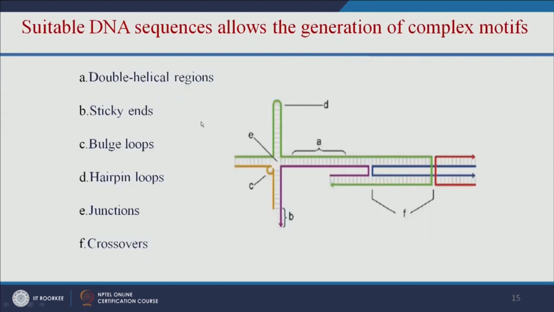Before we see how to make nanomachines, let us get an idea about some of the terminologies. Here you can see this A is a double helical region, and B is the sticky ends, that means overhangs, and C is the bulge loop, and D is the hairpin loop. If we have this kind of DNA sequence, that is called a hairpin loop, and E is the junction and F is the crossover.